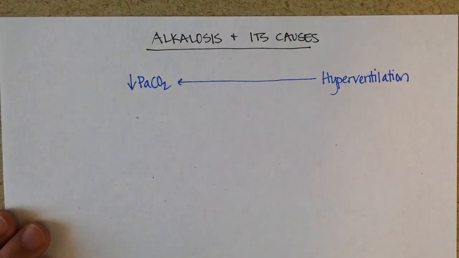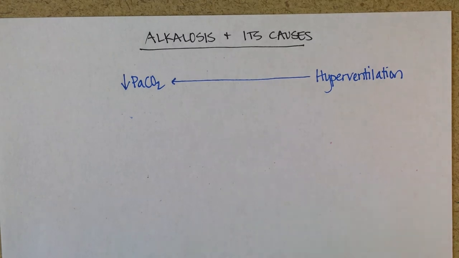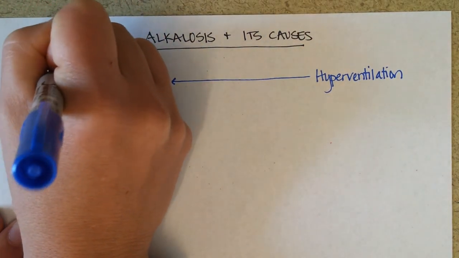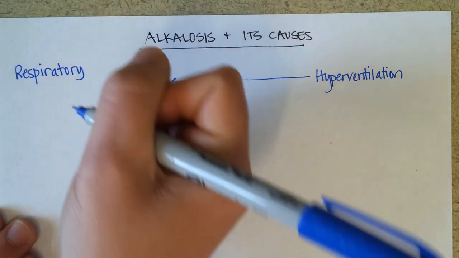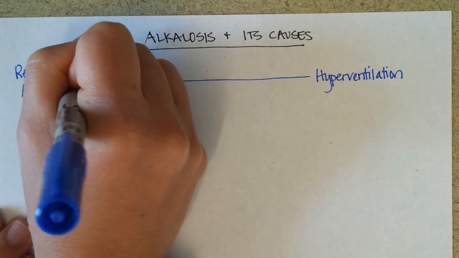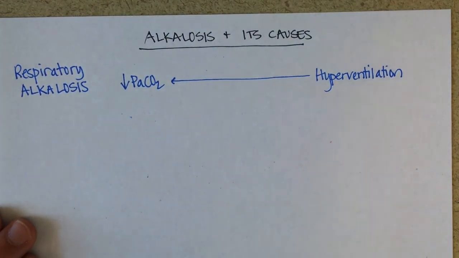And then, as anyone that's had that happen knows, they start to feel very lightheaded as their brain starts to sense the low PaCO2, and then there are effects from there to cause you to stop breathing so fast. Okay, so that would be respiratory alkalosis. So respiratory alkalosis, again, is an issue with the lungs, just like respiratory acidosis was. But now, instead of not working well enough, they're doing too much.